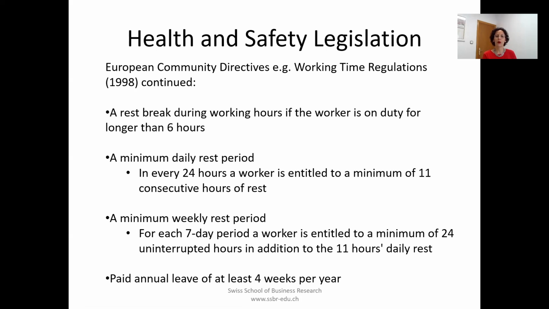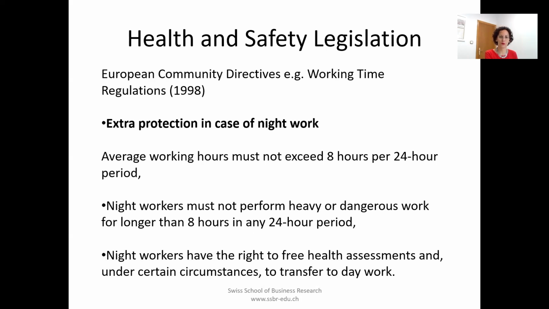And then you also have a minimum daily rest period. For every 24 hours that a worker has worked, they are entitled to a minimum of 11 consecutive hours of rest. A minimum weekly rest period, for each 7-day period, a worker is entitled to 24 uninterrupted hours of rest, in addition to the 11 consecutive hours of daily rest, and paid annual leave of at least 4 weeks per year. And of course, there is also extra protection specified in case of night work.